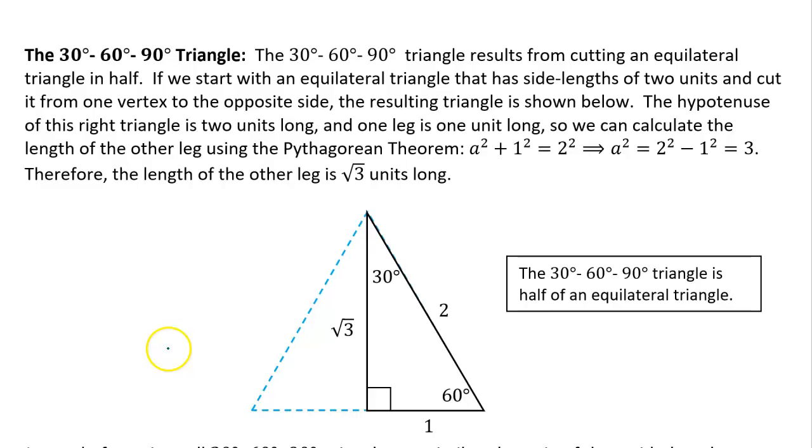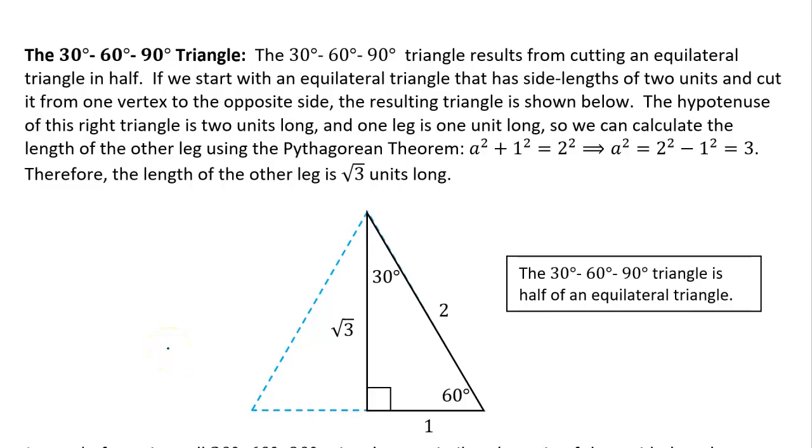And if we drop a perpendicular line from one vertex down to the opposite side, we'll get a right triangle. So we're just dropping an altitude straight down from one vertex to the opposite side. That ends up cutting one of the angles in half, and the other angle will still be 60 degrees. And so we'll get the 30, 60, 90 triangle.